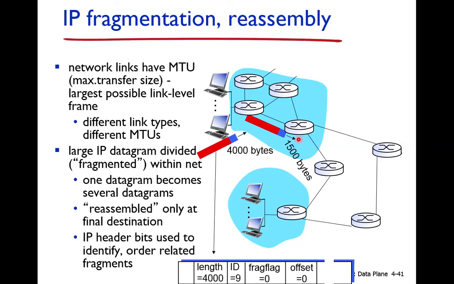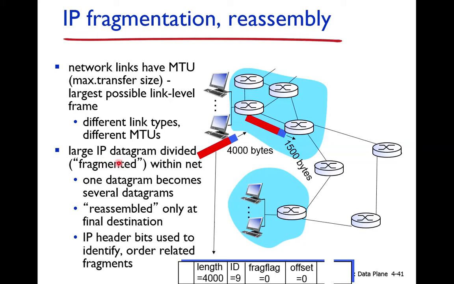So what does the IP layer do in this case? This packet that is 4000 bytes is more than the maximum packet size for this link. So this packet will be divided into a number of packets. This is called fragmentation. This packet will be fragmented into a number of packets.